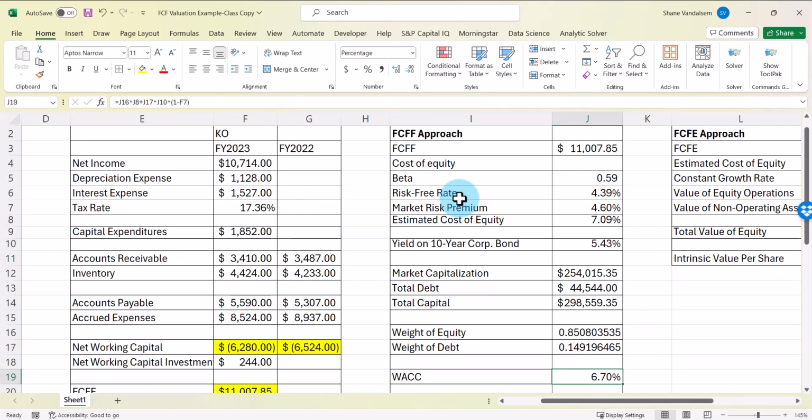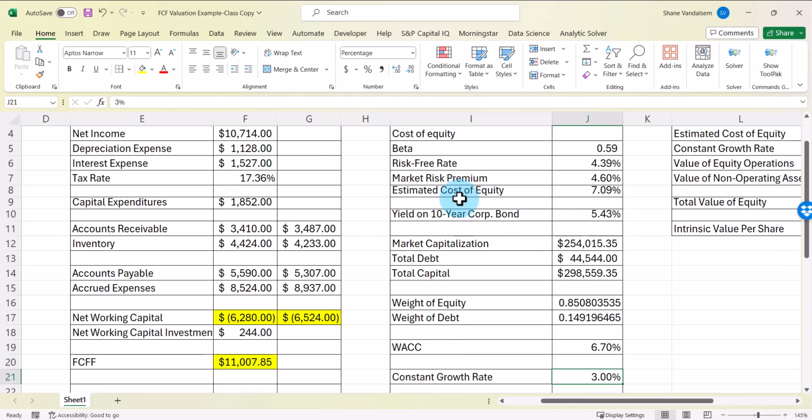This results in a weighted average cost of capital of 6.7%, and this number is calculated as the weight of equity multiplied by the cost of equity, plus the weight of debt multiplied by the cost of debt multiplied by 1 minus the tax rate.